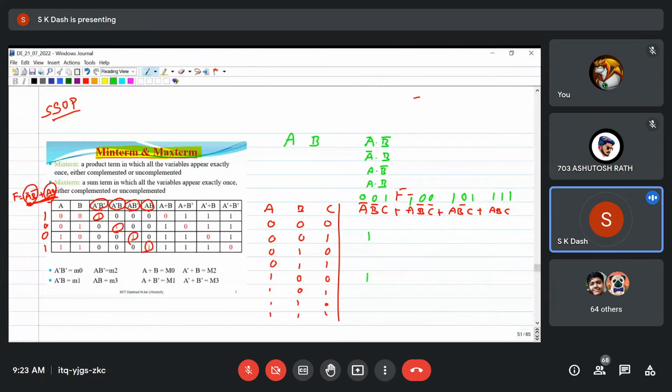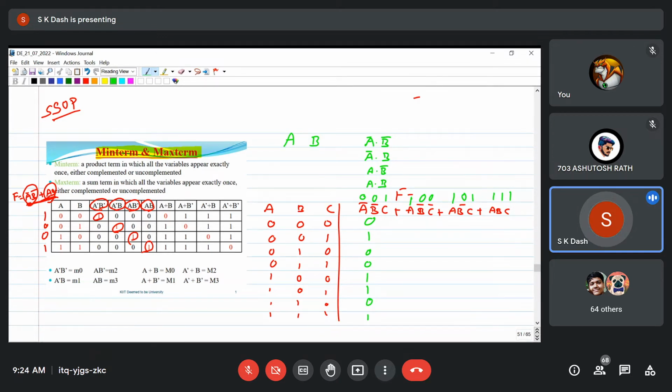1 0 0, output is 1. 1 0 1, output will be 1. 1 1 1, output will be 0. For other combinations, output will be 0. So now you can see, I am able to write this function directly, without solving it. I didn't find out A bar, B bar.